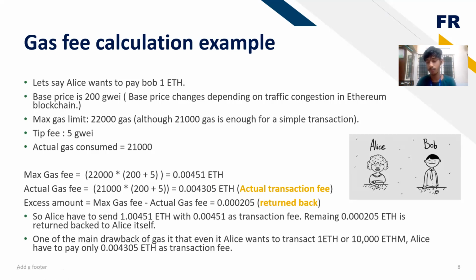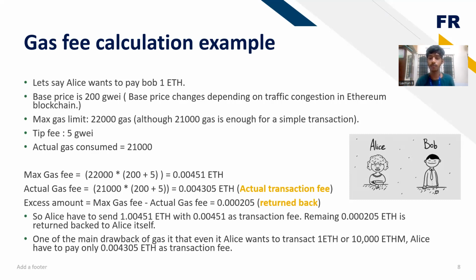I have converted that from GWei into the form of Ethereum, and the actual gas fee is nothing but 21,000 into the base price plus tip fee, which is equal to 0.004305. So this is the actual transaction fee that I need to pay. But what happened is that I paid extra. I paid 0.00451 Ethereum, which is the maximum gas fee, which means that I have paid something extra.